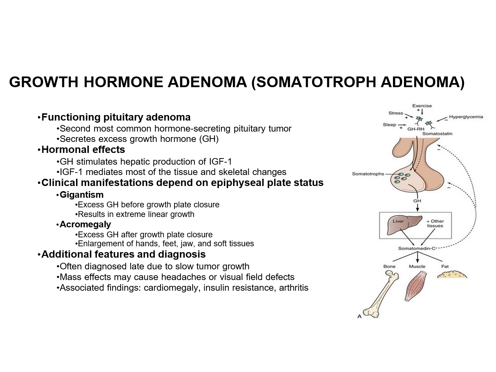To this point, we've talked about pituitary adenomas in general. Now we're going to zoom in on growth hormone secreting adenomas, also called somatotroph adenomas. These are functioning pituitary adenomas, meaning they actively secrete hormone, in this case, excess growth hormone, or GH. They are the second most common hormone secreting pituitary tumor, right after the prolactinomas.